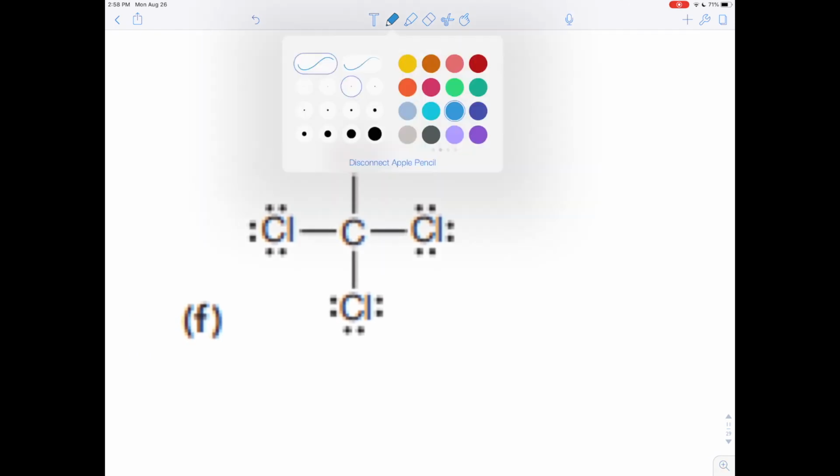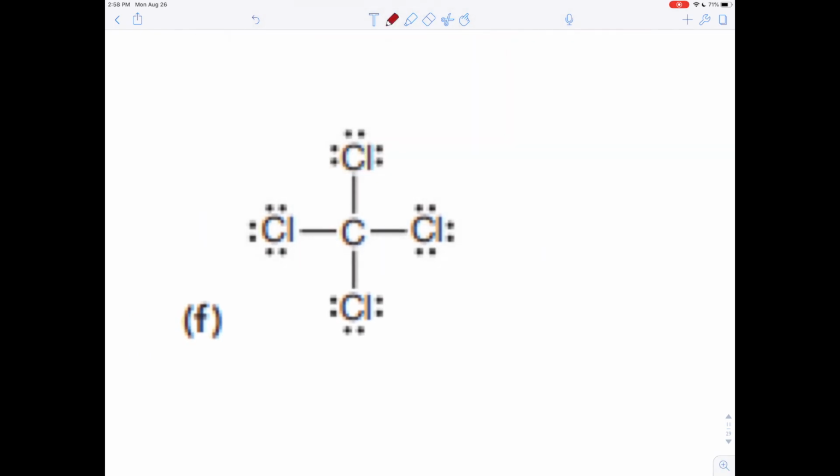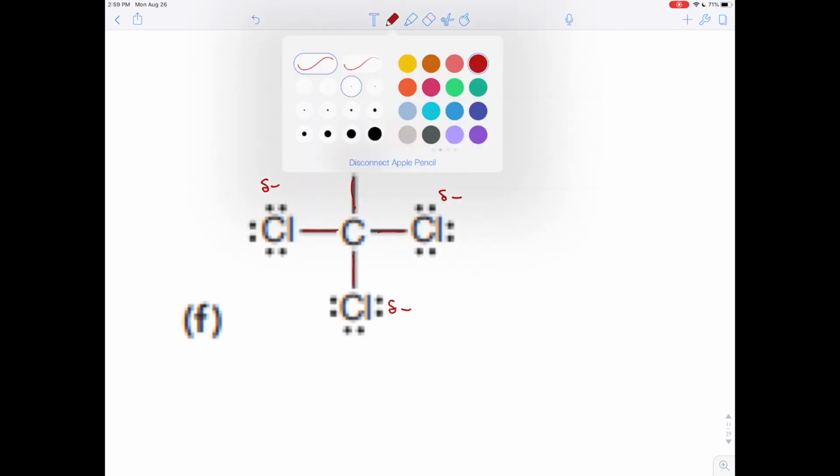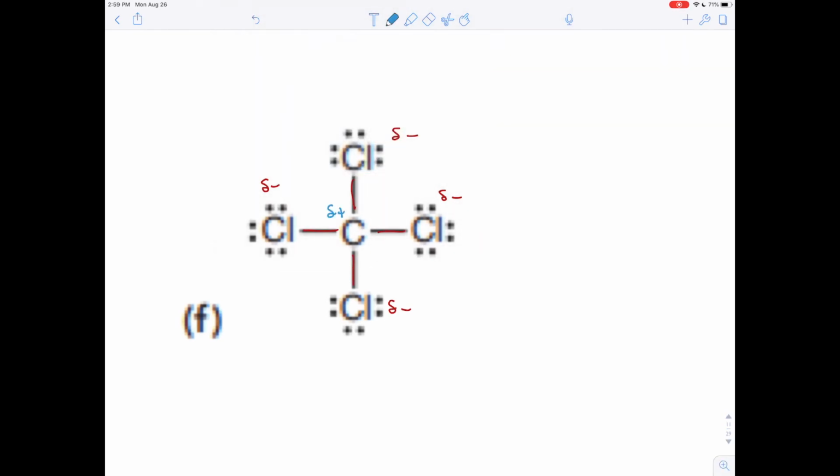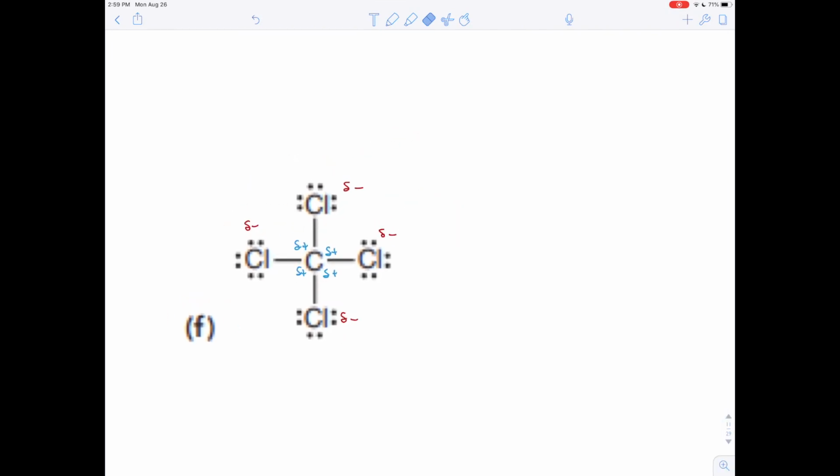How about with this one? Here you first look for nitrogen, oxygen, fluorine, or chlorine. We see chlorines everywhere. They're all pretty electronegative. They're going to steal the electrons in these bonds and leave that carbon slightly positive in all of these bonds. So this carbon is really going to be pretty slightly positive. And we end up with those partial charges.